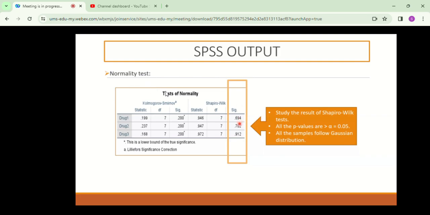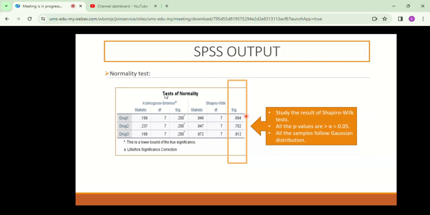As we can see from here, the cholesterol level for each of the drugs is normally distributed because all of the p-values are greater than alpha 0.05. We refer to the Shapiro-Wilk only because the degrees of freedom is 7, which shows that the sample size is small. So Kolmogorov-Smirnov is not the suitable one. We need to use the Shapiro-Wilk test, even though the conclusion is the same, because of the small sample size.